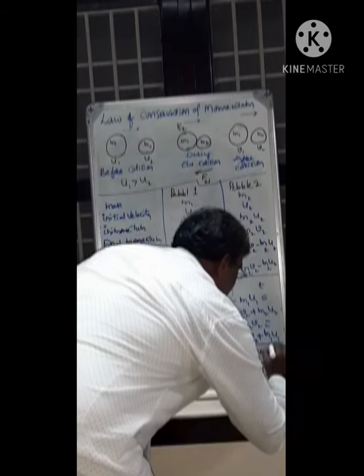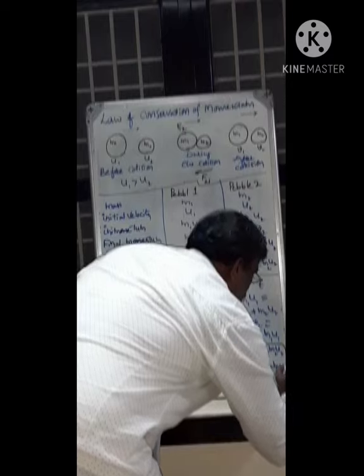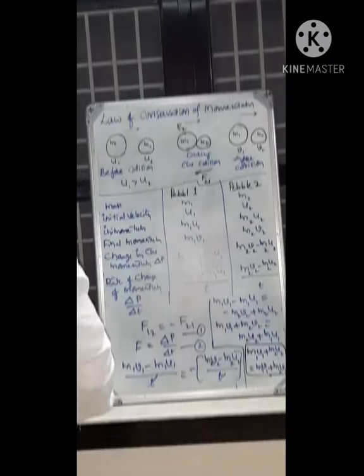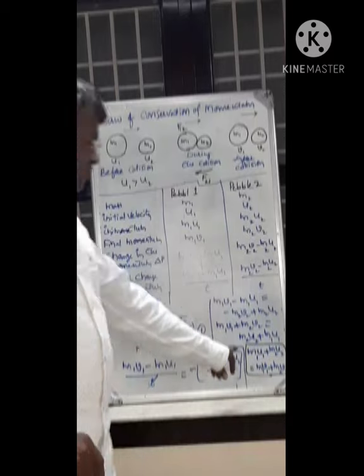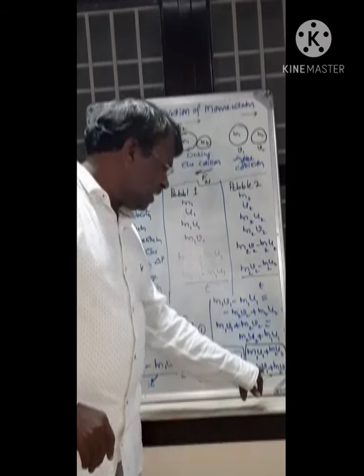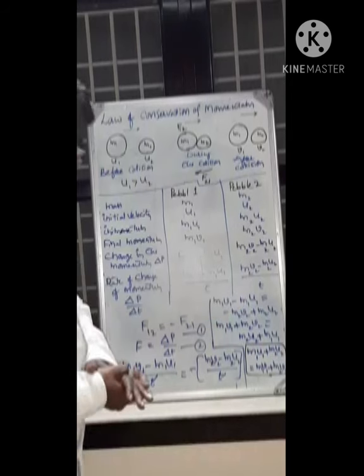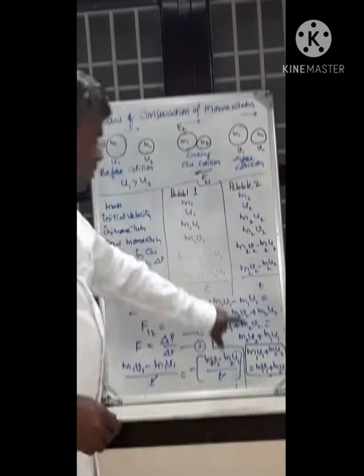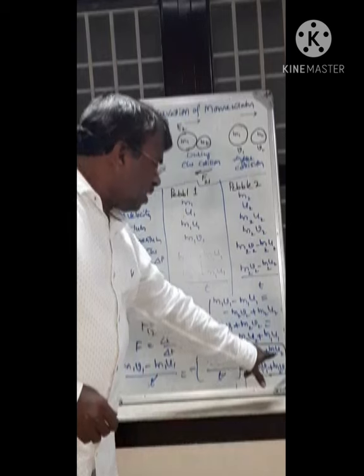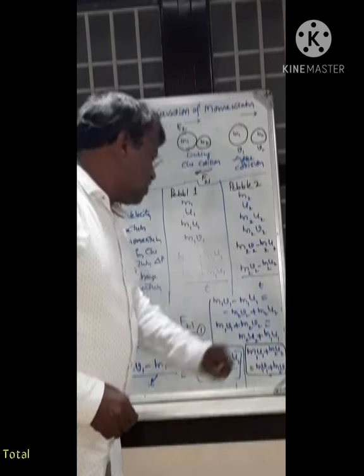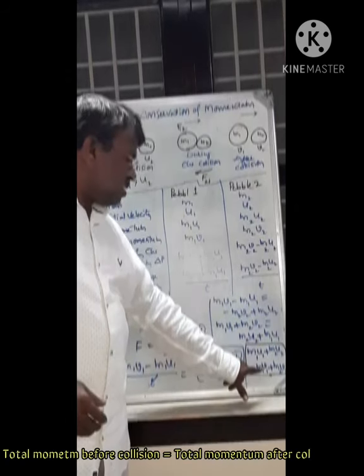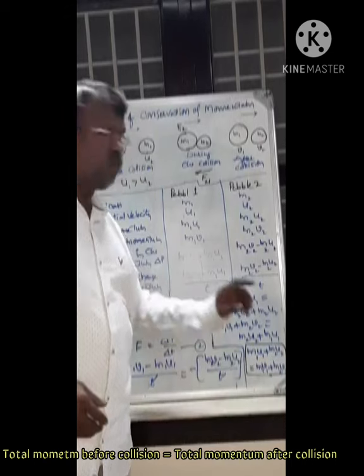Let us elaborate this. What does it explain? m1 u1 plus m2 u2 is equal to m1 v1 plus m2 v2. That tells us that this is the sum of the momentum before collision. This is the sum of the momentum after collision.